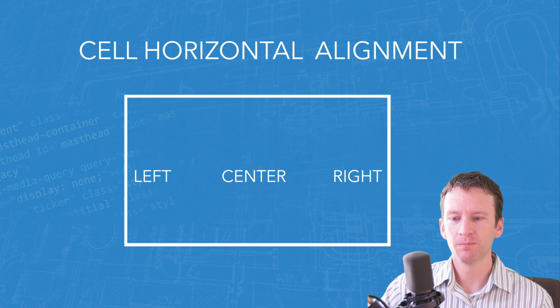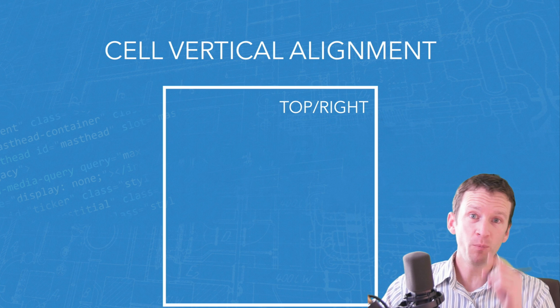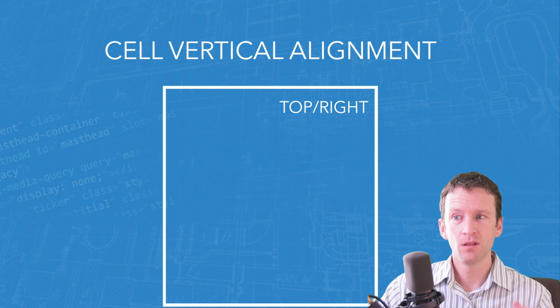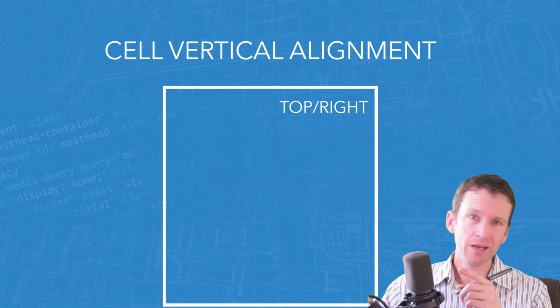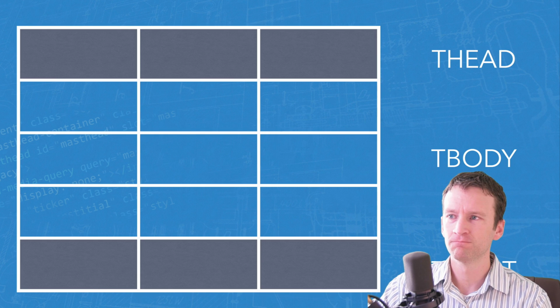And you can see you can definitely use both. So I can align some content in the upper right, and I would use top for the vertical and right for the horizontal, and my content would be pushed up to the top right of the cell.